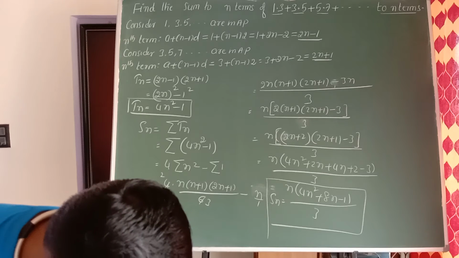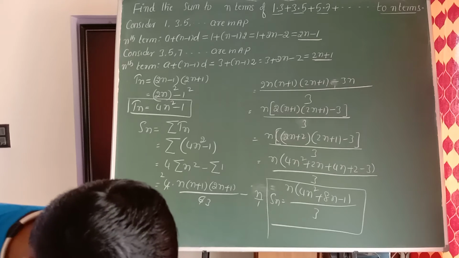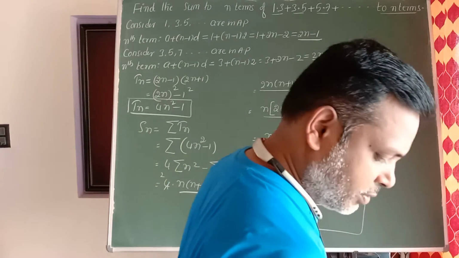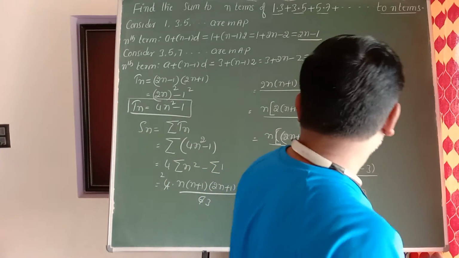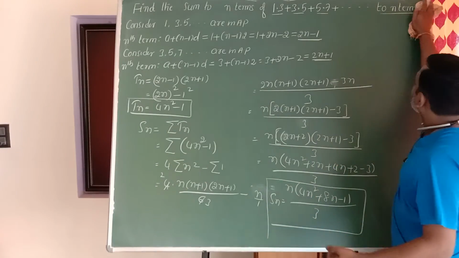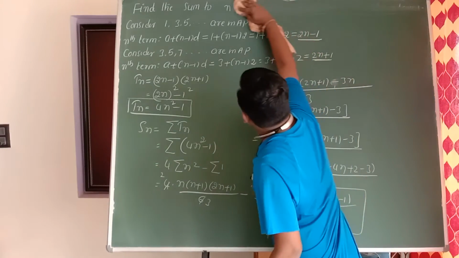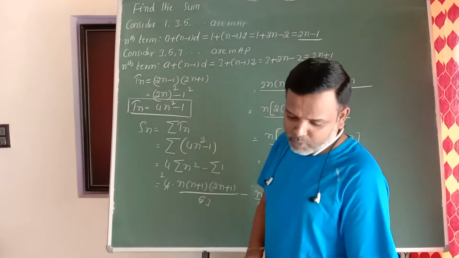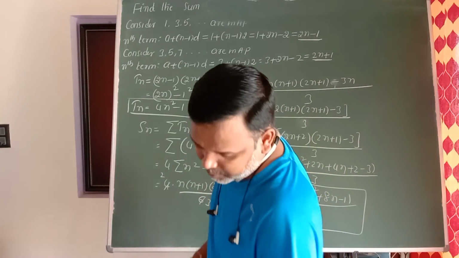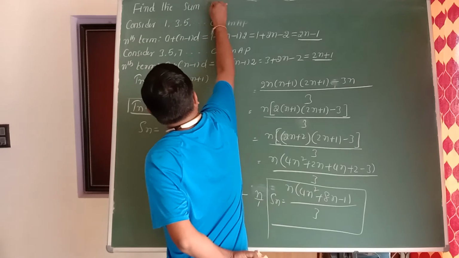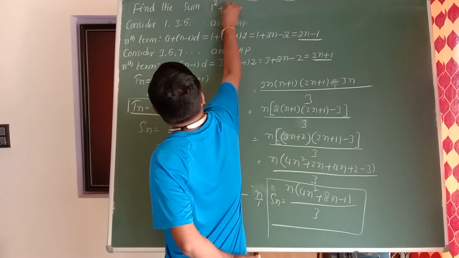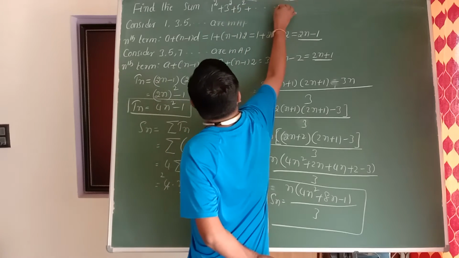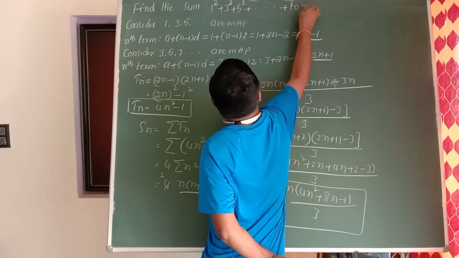Okay, now let us take one more problem related to this. Find the sum to n terms of this. Look at the question: find the sum of 1 square plus 3 square plus 5 square, up to n terms.